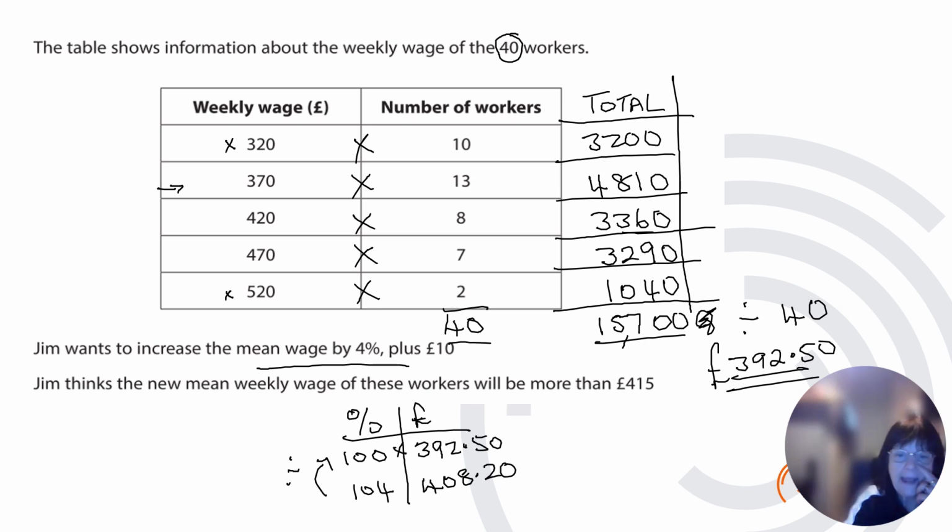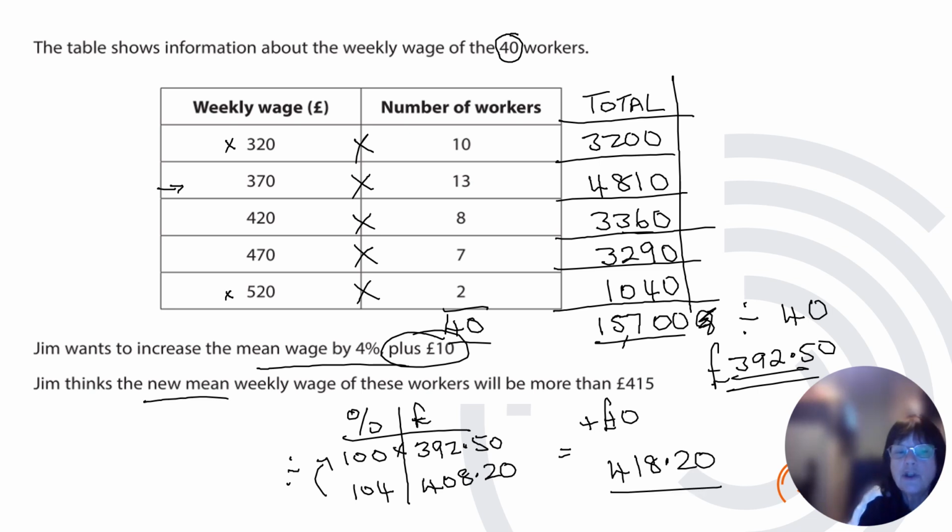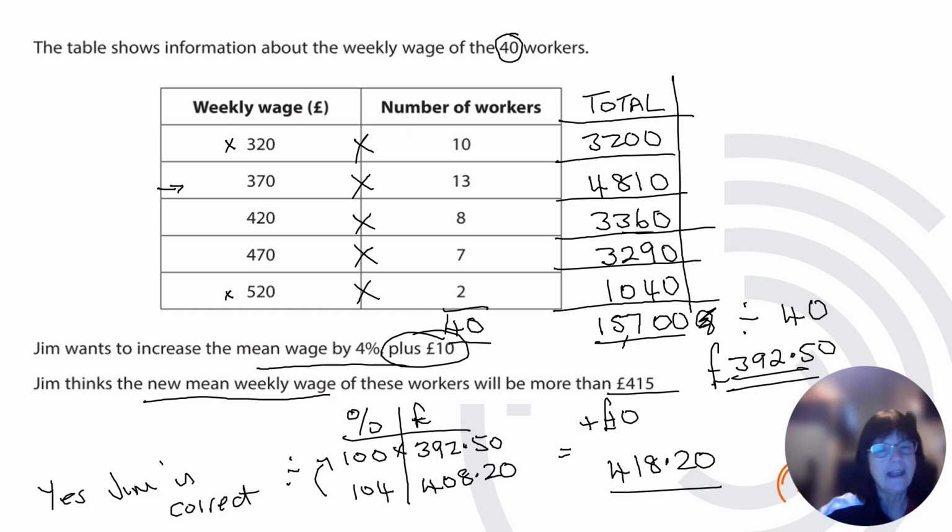£408.20. And then we need to add £10, so plus £10 gives me £418.20. Now, Jim thinks that the new mean weekly wage will be more than £415. Yes, Jim is correct. Well done, Jim. Okay, but were you correct? Well done if you got that right. If you struggled with mean, go watch the video that I've done on mean. Okay?